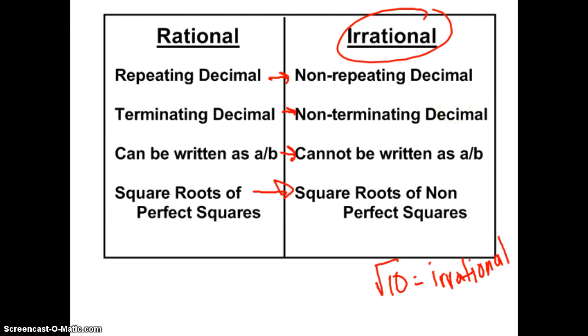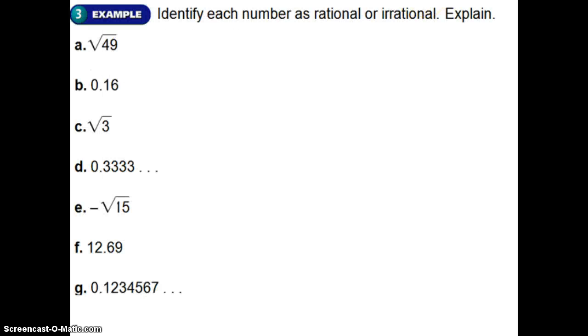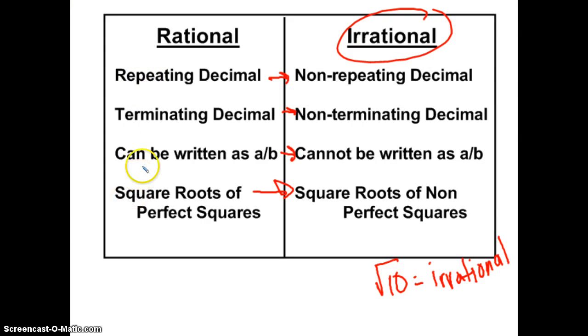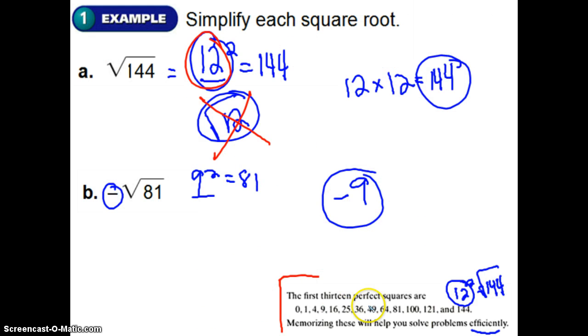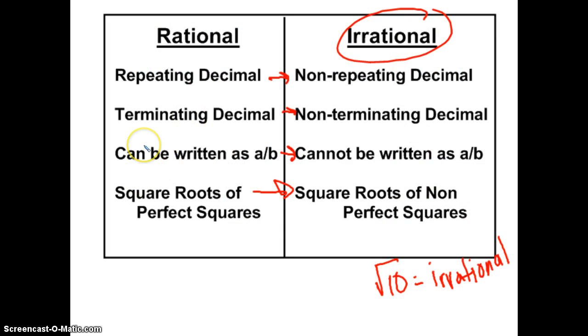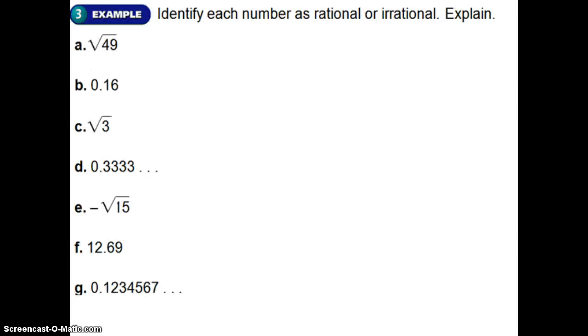Okay, so let's look at some numbers here and see if we know if they're irrational or rational. Let's take a look at this first one, the square root of 49. Well, if I go back here, I notice that 49 is a perfect square. And I know that looking at this table, which you should have written in your notes, if I take the square root of a perfect square, it is already rational. So my answer to letter A would be rational, because 49 is a perfect square.